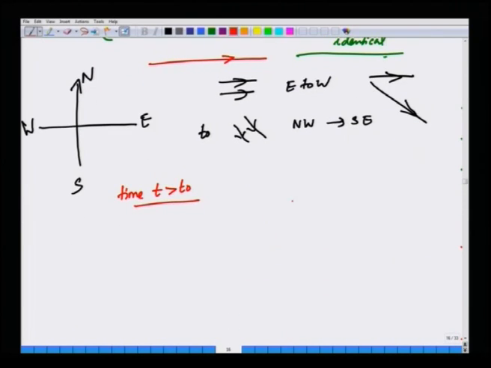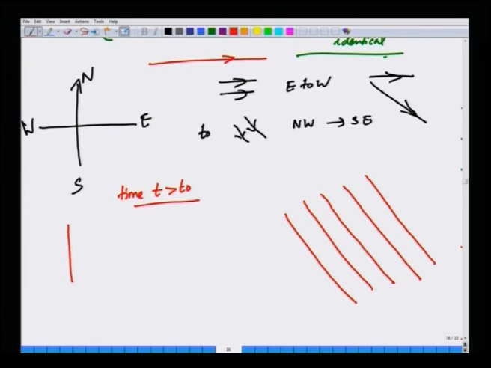Well, streamlines at a later time t greater than t naught are instantaneous descriptions of lines that are parallel to the fluid velocity vector. If the velocity vectors are all parallel to the northwest to southeast direction, you will simply see that the streamlines will be at an angle like this. So, these are the streamlines. Streamlines are in red.